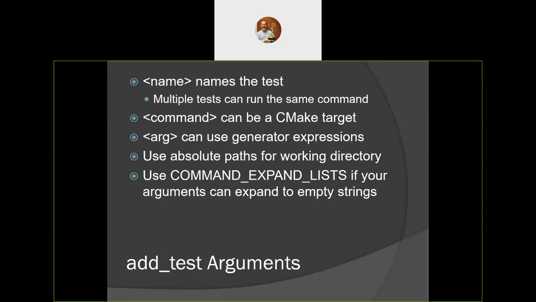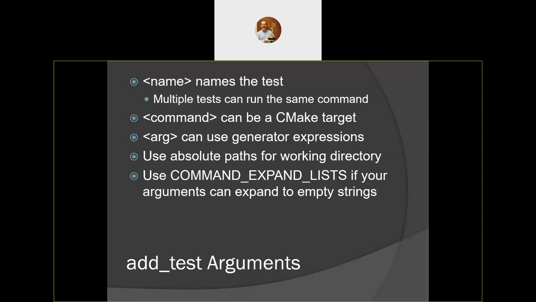Why would you need to specify the working directory? Suppose your test is going to read some data files, and you have different sets of data files in different directories. You can run the same executable, the same command, but in different working directories to have it process the different sets of data files that reside in those directories. So that might be an example of why you would want to use the working directory.